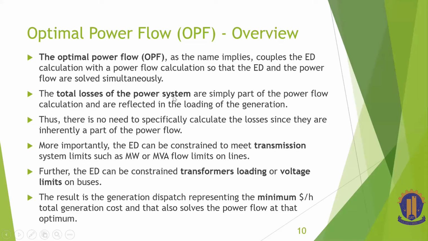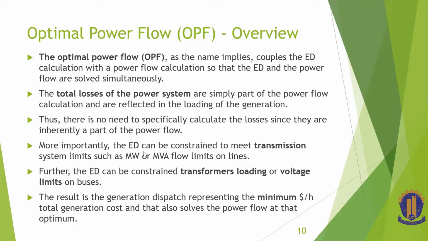In economic dispatch, we simply consider incremental loss, that is, how much it produces and what percentage loss may become. So we consider a rough figure or lumped figure, but here, as we consider the detailed model of power flow using power flow equations, we can definitely take care of the loss, which is reflected in the loading of the generation. Thus, there is no need to specifically calculate the losses since they are inherently a part of power flow.